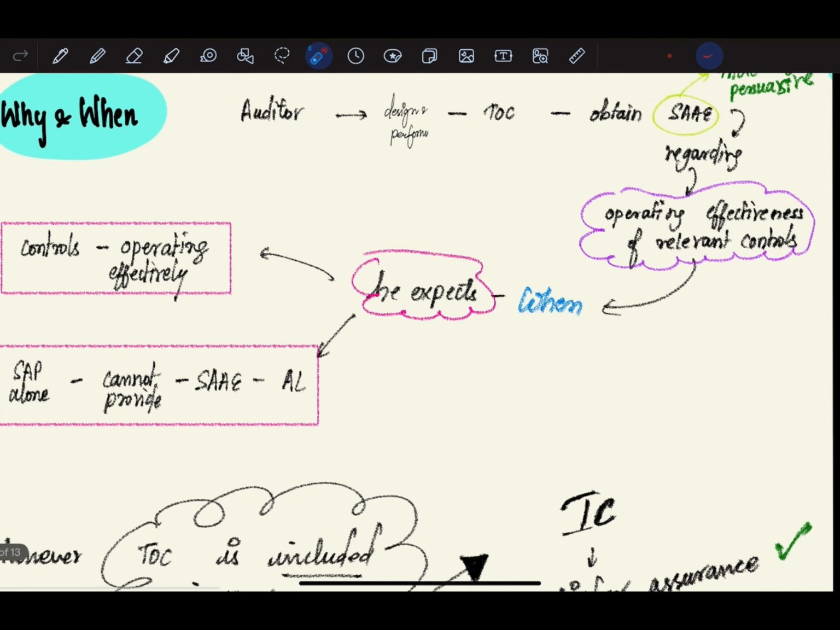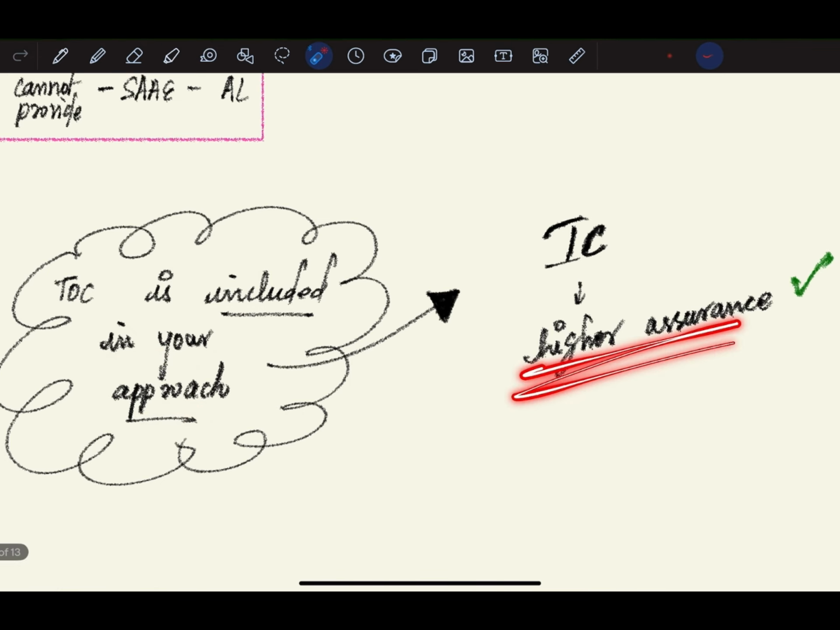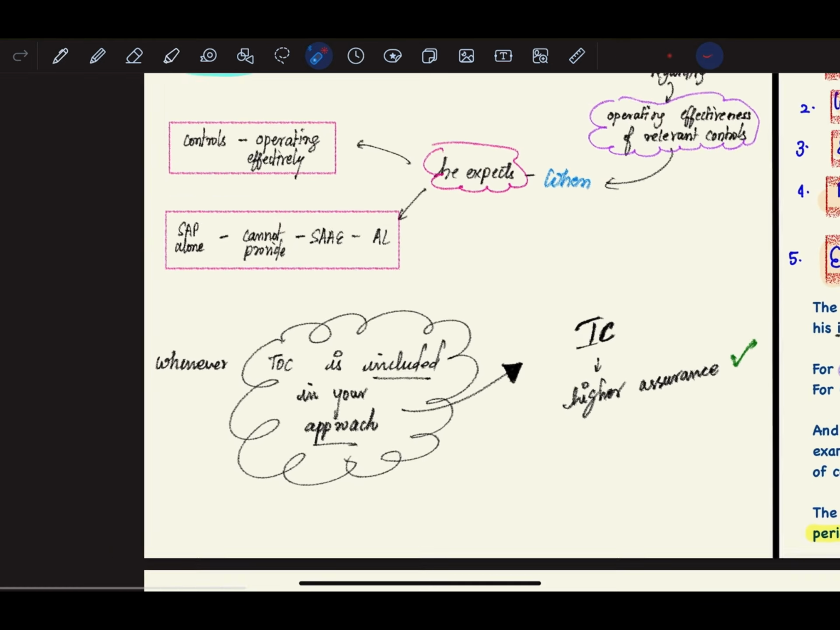So this is when and why the auditor does test of controls. Always remember that whenever test of control is included in your approach, it means that he can obtain higher assurance on internal control. So basically, a higher level of assurance may be sought about the operating effectiveness of controls when the approach adopted mainly consists of test of controls.